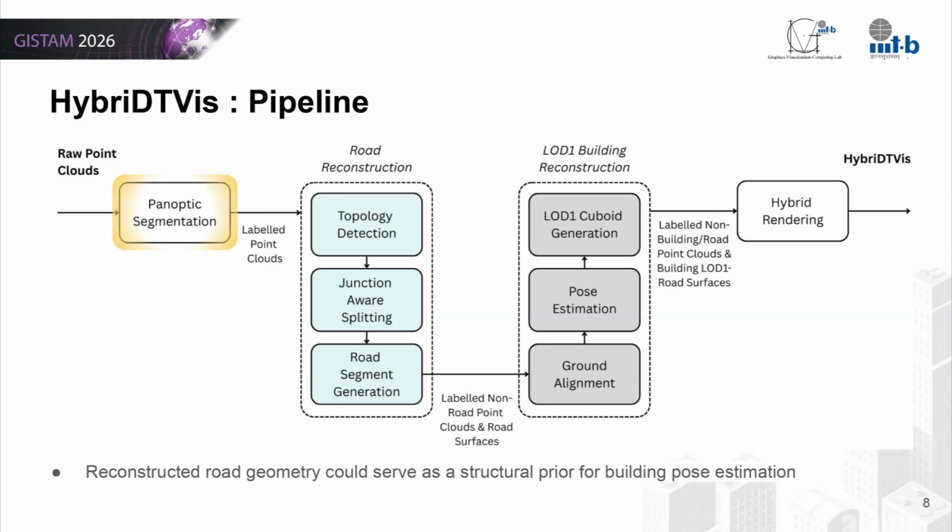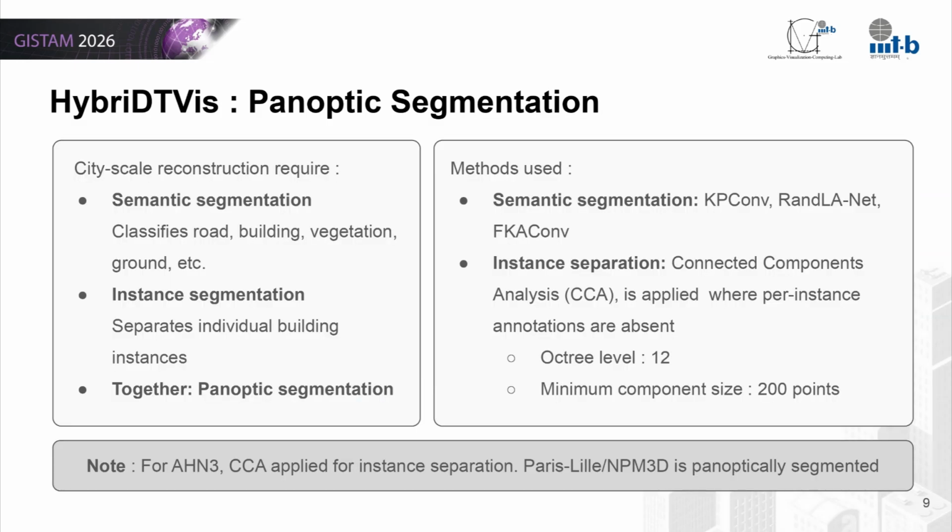Let's start with the first stage, which is panoptic segmentation. City scale reconstruction requires both semantic and instance level understanding, together referred to as panoptic segmentation. For semantic segmentation, we use established models such as KPConv and RandLA to classify points as buildings and roads. For datasets without instance labels such as AHN3, which is the Netherlands dataset, we apply connected components analysis to separate out individual building instances with an octree level of 12 and a minimum component size of 200 points.